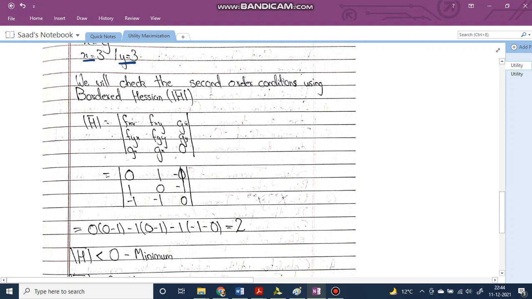The bordered Hessian is a matrix which we use to optimize, and it is called bordered because there is a presence of a constraint, which in this equation is our prices and the budget of the consumer. Now we will substitute in the bordered Hessian.